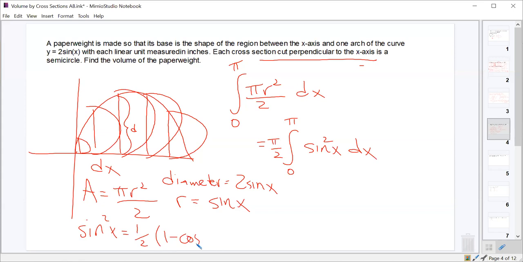Exactly. It's 1/2 of 1 minus cosine 2x. You should know that. You should also know the formula to reduce cosine squared. It's 1/2 of 1 plus cosine 2x. But the only one we need right now is the sine squared.